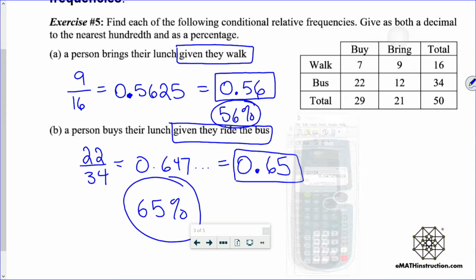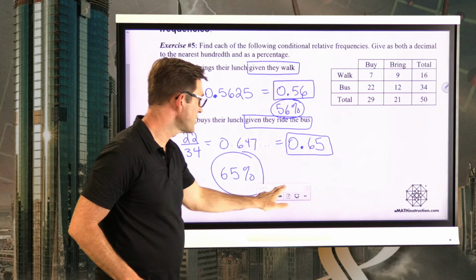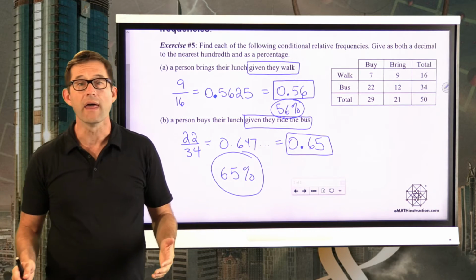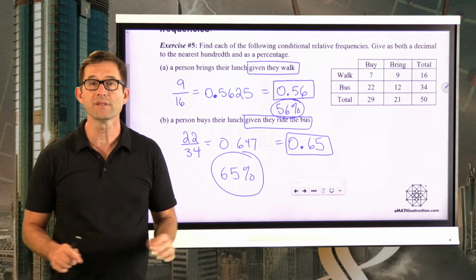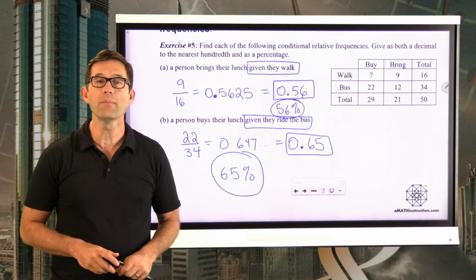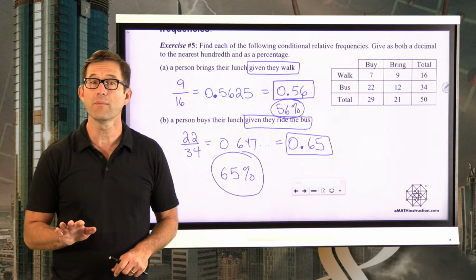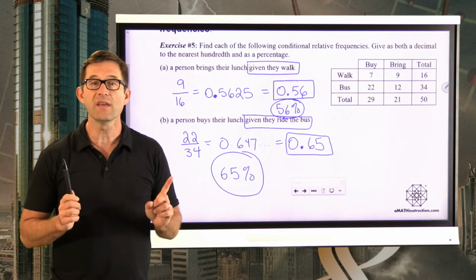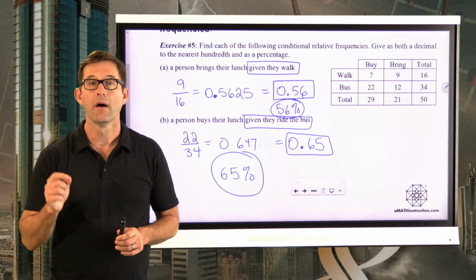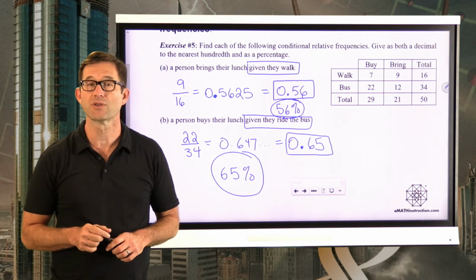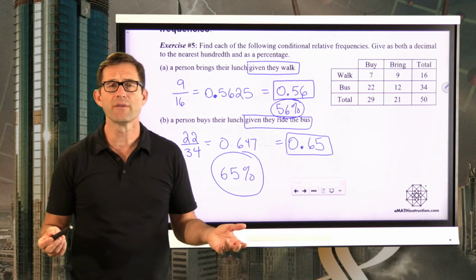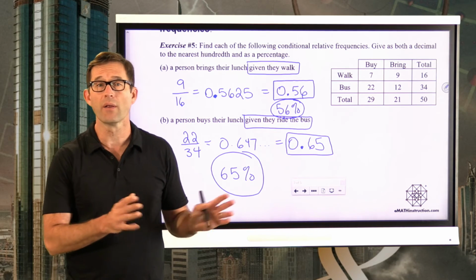All right, let me just minimize this real quick. So what we find, again, we want to understand how to interpret this, is that if we looked at only the people that ride the bus, 65% of them then buy their lunch.